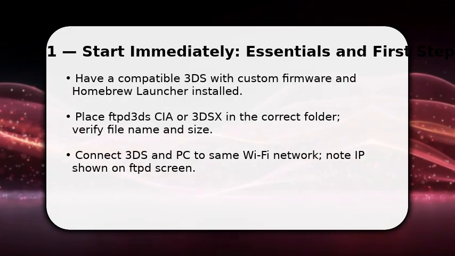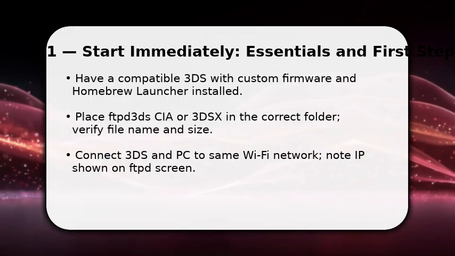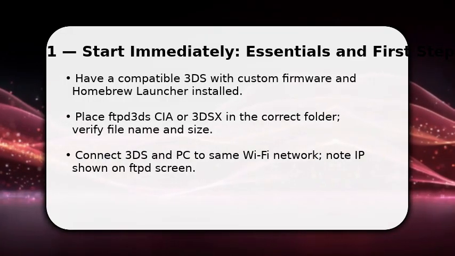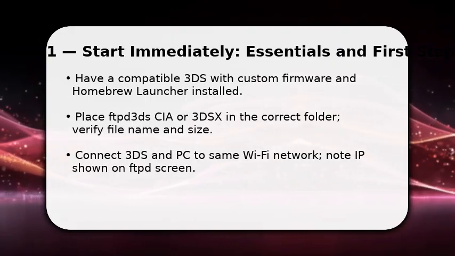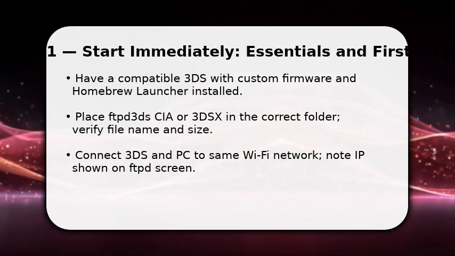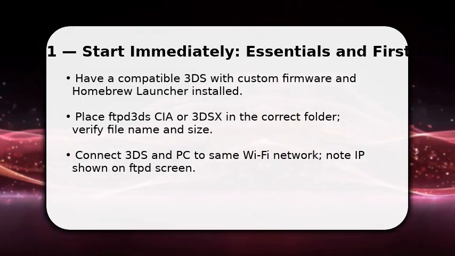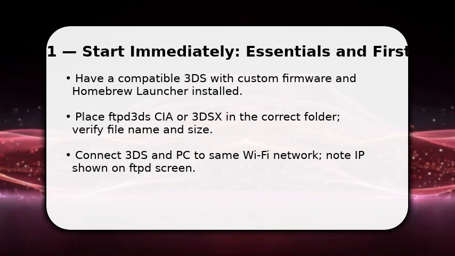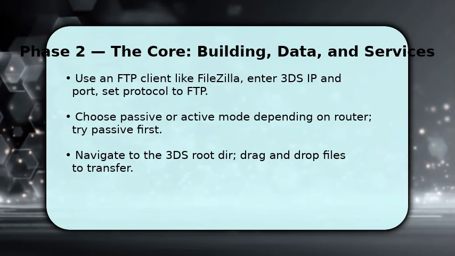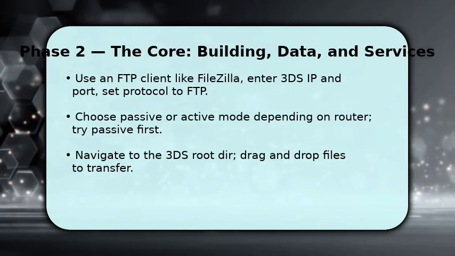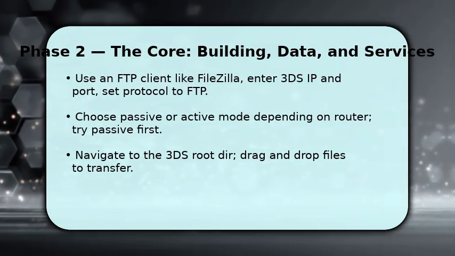Once done, confirm the displayed port and username if used, and note the visible root path. That tells you what files you can access. If the app asks for permissions, accept them so transfers will proceed smoothly. You now open your FTP client and create a quick connection profile with the 3DS IP and port shown earlier. Set protocol to FTP and anonymous if no user set.